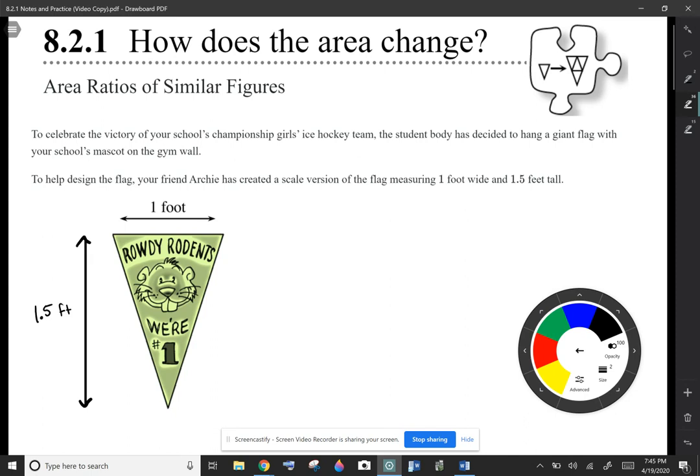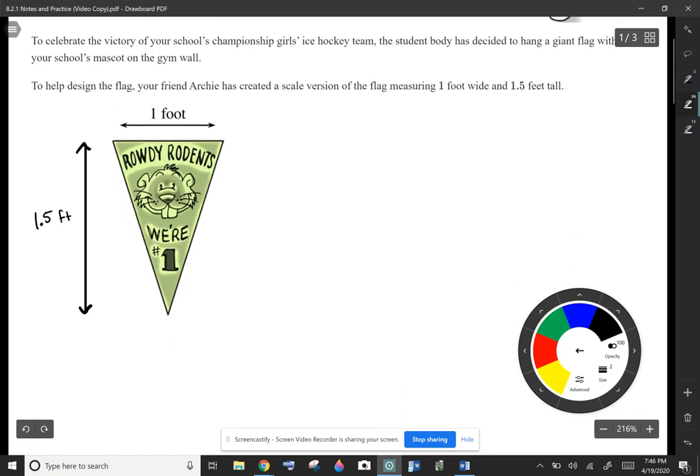Now, obviously, or I'm 99% sure we don't have a girls ice hockey team. We'll just pretend. And we're also going to pretend that our mascot is the Rowdy Rodents.